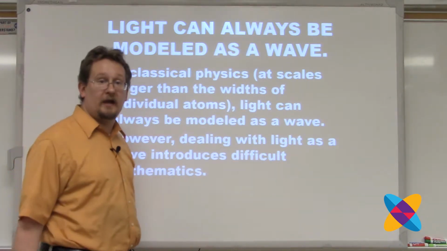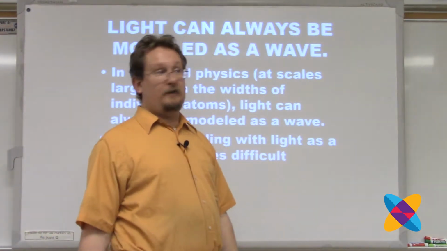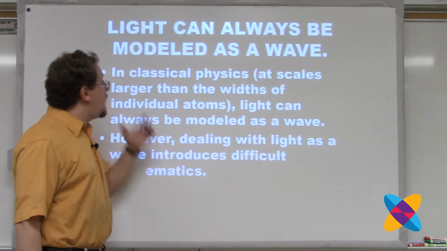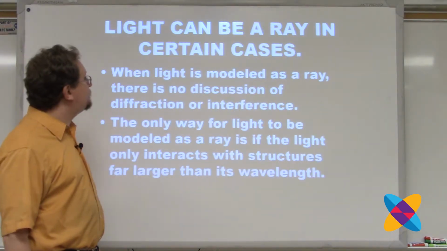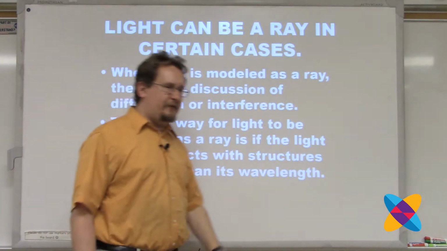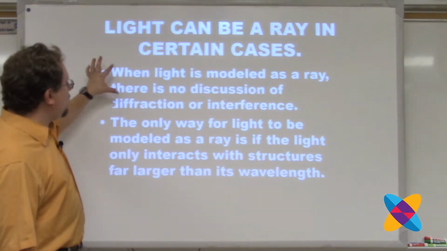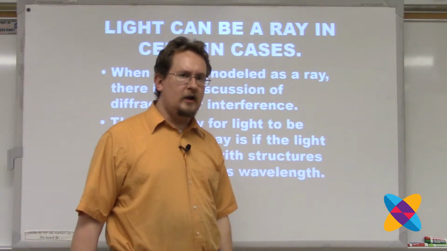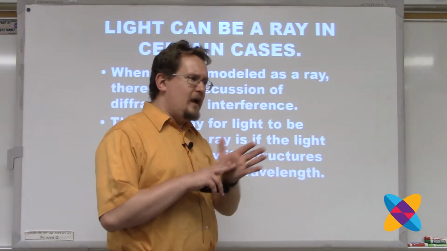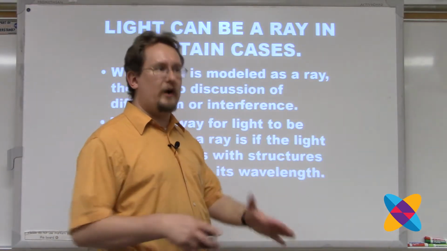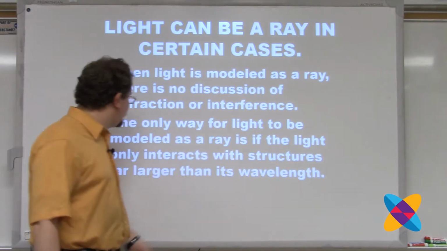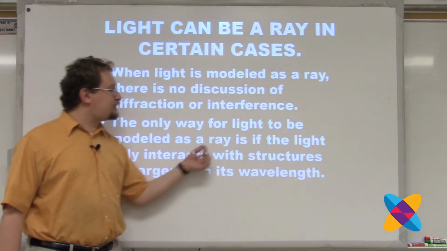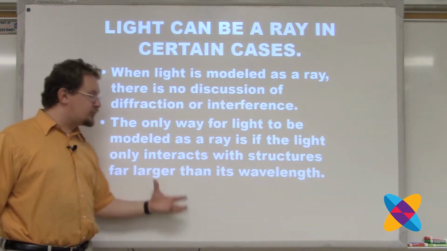You can still find focal lengths. You can still find images, even with wave optics, but it's awful. So we're only going to model light as a wave when we have to. Light can only be modeled as a ray in very certain cases. When light's modeled as a ray, there's really no way we can talk about diffraction or interference. When light's modeled as a ray, we cannot say the light bends around a corner, diffraction, or that it interferes when it's in or out of phase. Can't do that. So the only way for light to be modeled as a ray is if the light interacts with structures that are much larger than its wavelength.